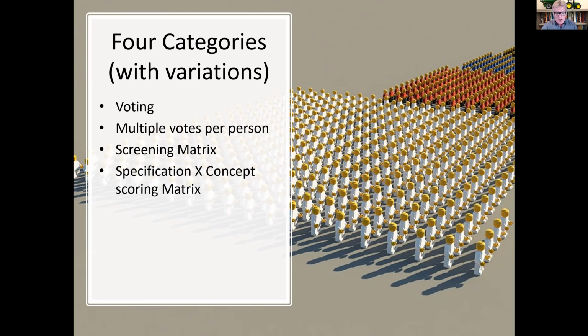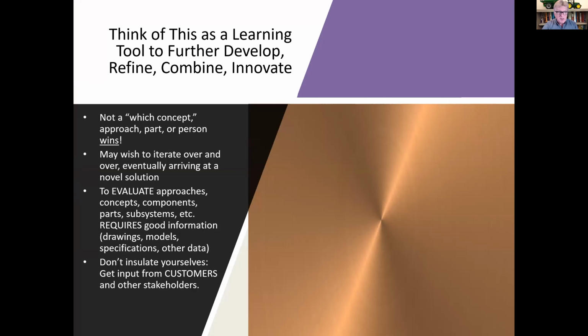It was Dr. Pugh, who was a design engineer who taught senior design probably about 40 or 50 years ago, and his method is still used commonly by engineers. What I would like for you to think about when you go through the process of selecting from different design alternatives is to think of it as a learning tool, or a tool to help you to further develop, refine, combine ideas, and innovate. It's not about which concept or approach or part or person wins. This is not a contest.